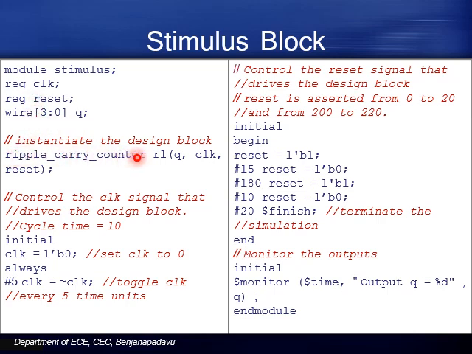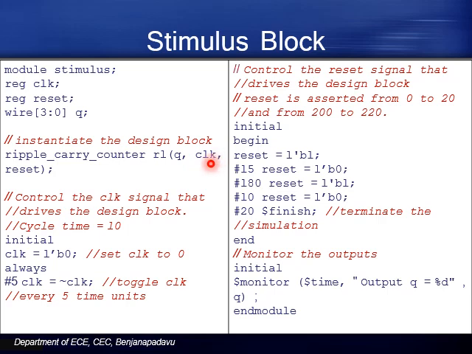This is the instantiation line. That is, inside the stimulus block, we are instantiating the design block. Ripple carry counter is the name of the design block that I have given, and R1 is the instance name, followed by the terminal list. Now the ripple carry counter module consists of one output, that is 4-bit output Q, and two inputs, clock and reset. So the stimulus block should apply input to the design block.